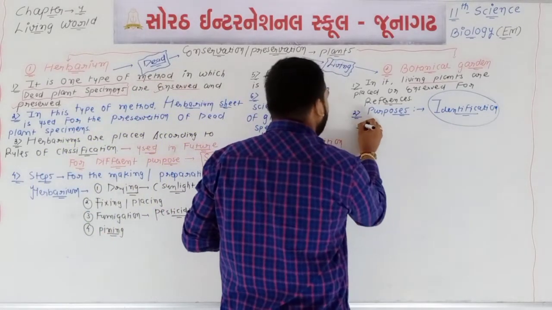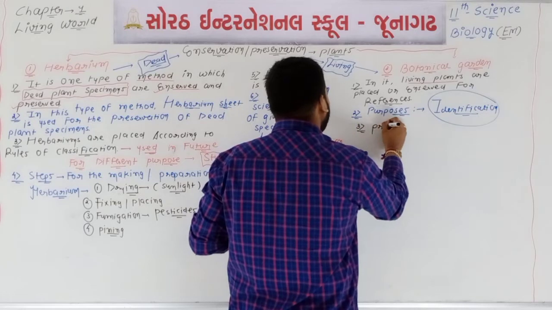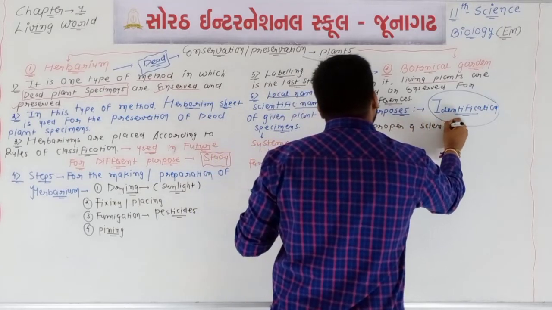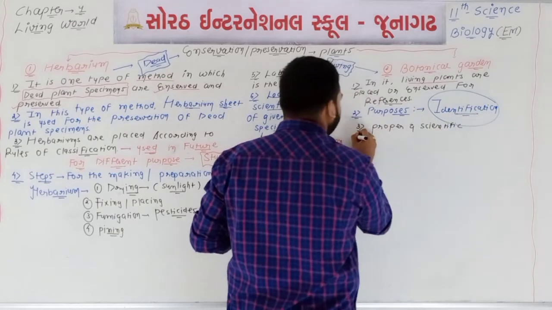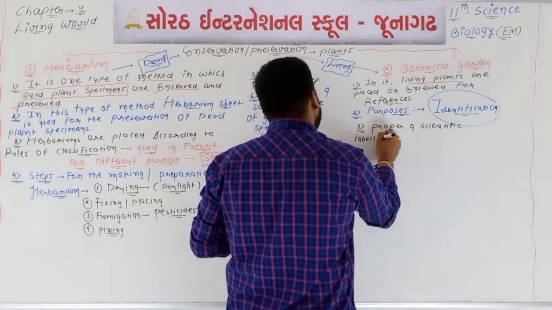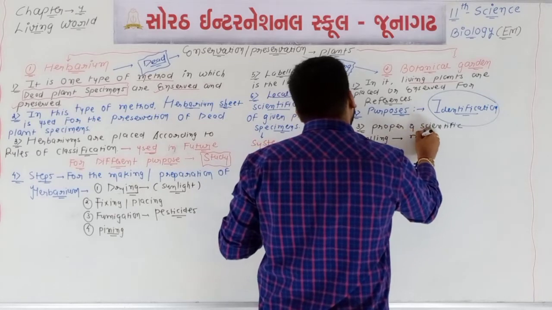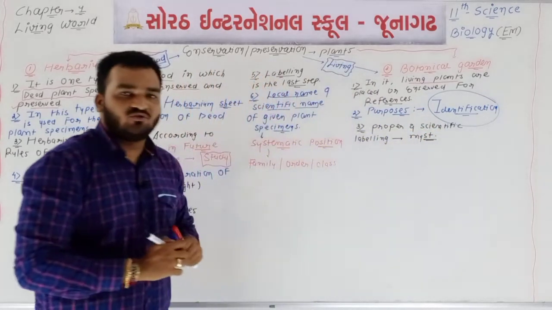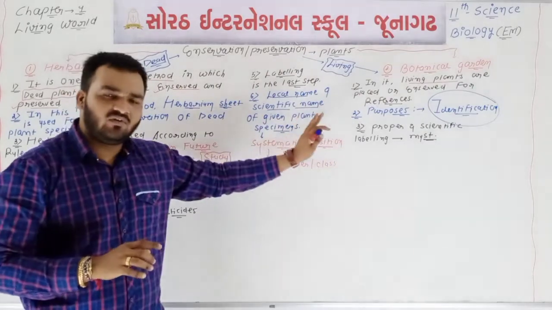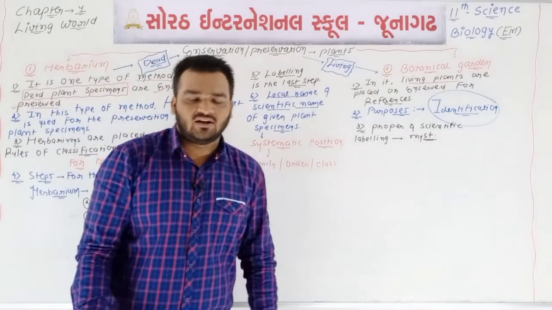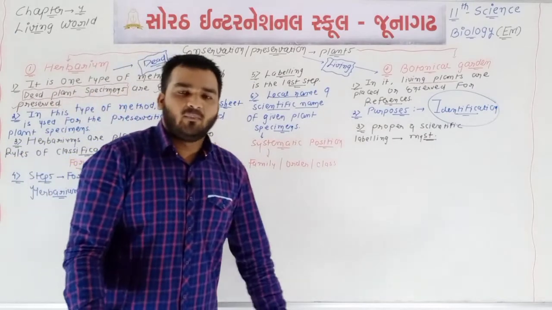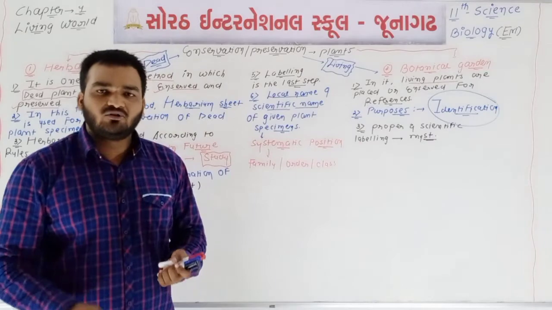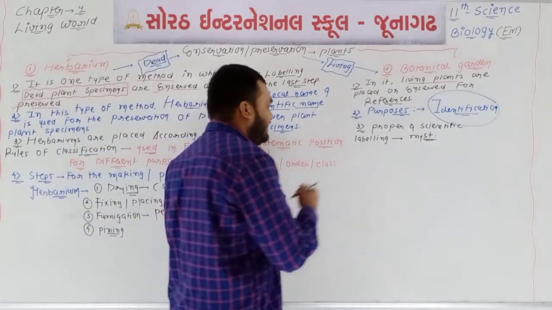Point number 3, we can say that proper and scientific labeling is a must, or it is essential. Essential means the scientific name is required, the local name is required, and the systematic position of the particular plant specimen is also required. So only 3 points are there about the botanical garden.